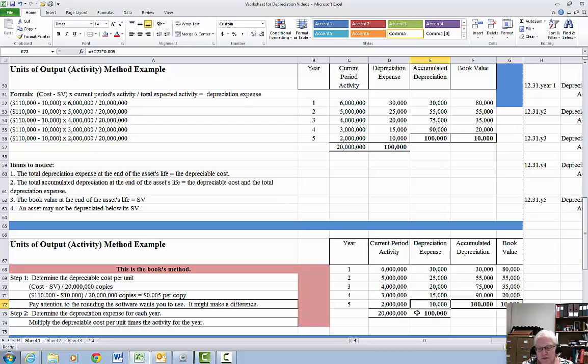Again, the items to notice are the same. $100,000 total depreciation expense equals $100,000 total accumulated depreciation, and the book value has to be equal to the salvage value at the end of the asset's life. Okay, that takes care of this one.